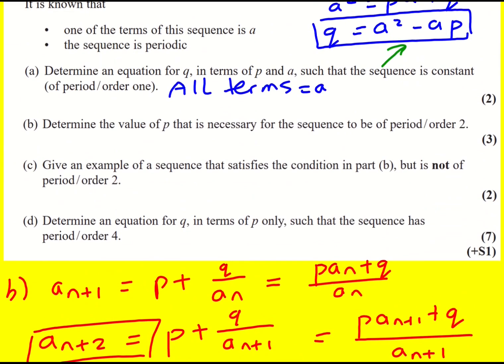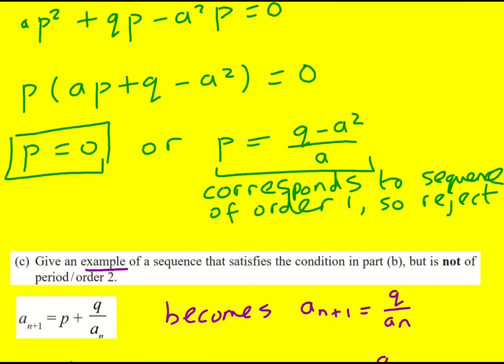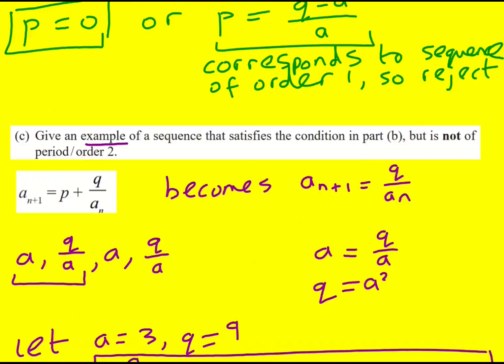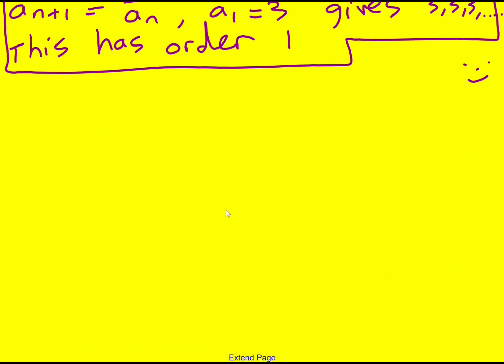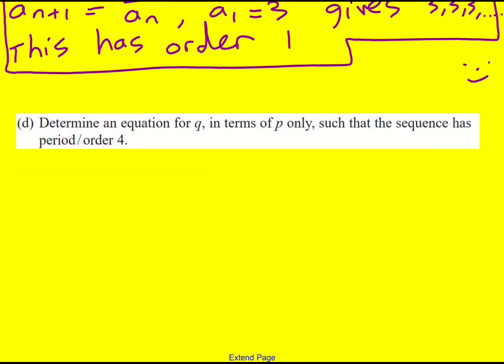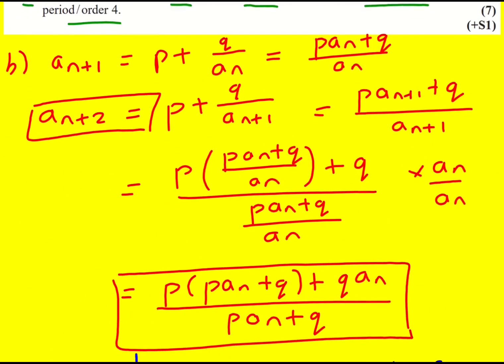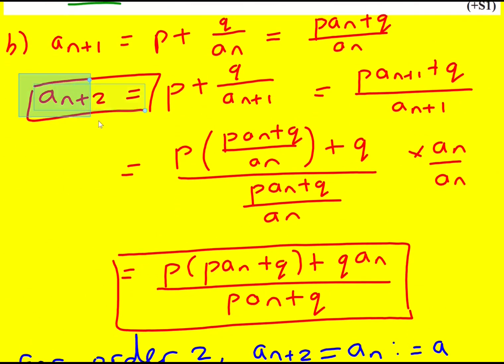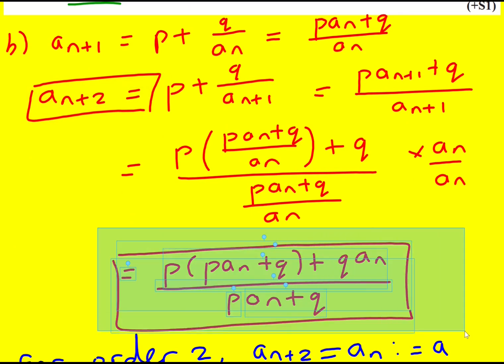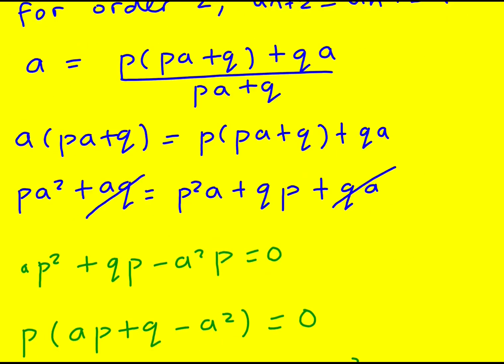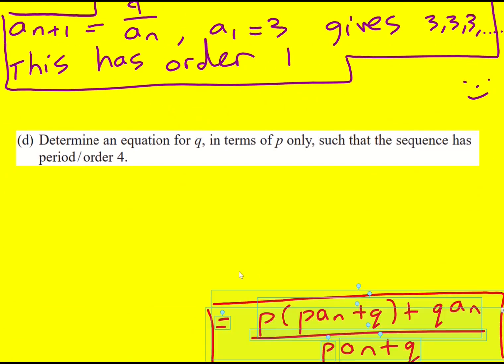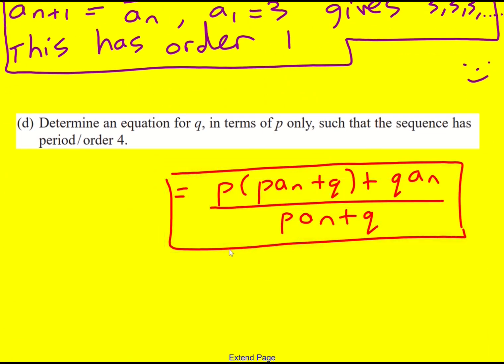This takes us to the last and most epic part: to determine an equation for q in terms of p only, such that the sequence has period or order 4. Now, one thing you could start with is a_(n+4) and get it in terms of a_(n+3), but there's a better way, because earlier on we found a relationship between a term and then the one, not the next one, but the one after that. So we can just use that essentially.